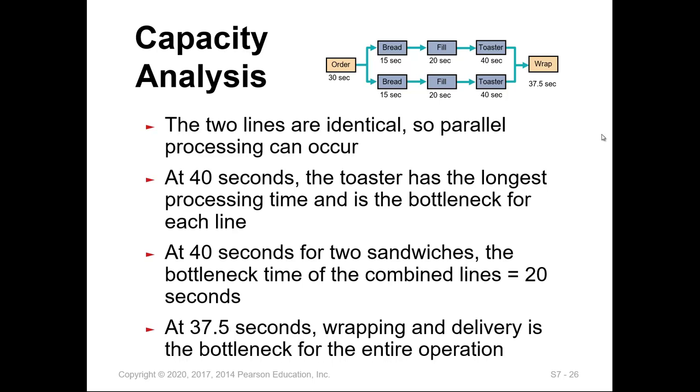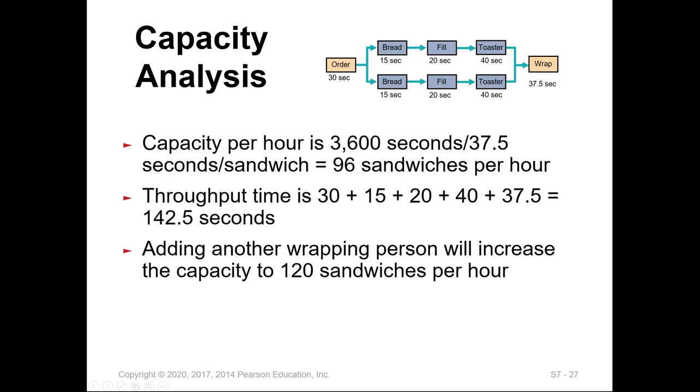At 40 seconds, the toaster has the longest processing time, and it's the bottleneck for each line. When combining the two lines and assuming that the workers can use any of the available toasters, then the time will be 20 seconds per sandwich, moving the bottleneck to the wrapping and delivery station with 37.5 seconds. Calculating capacity per hour based on the limiting workstation, we have 96 sandwiches per hour coming out of the whole system.